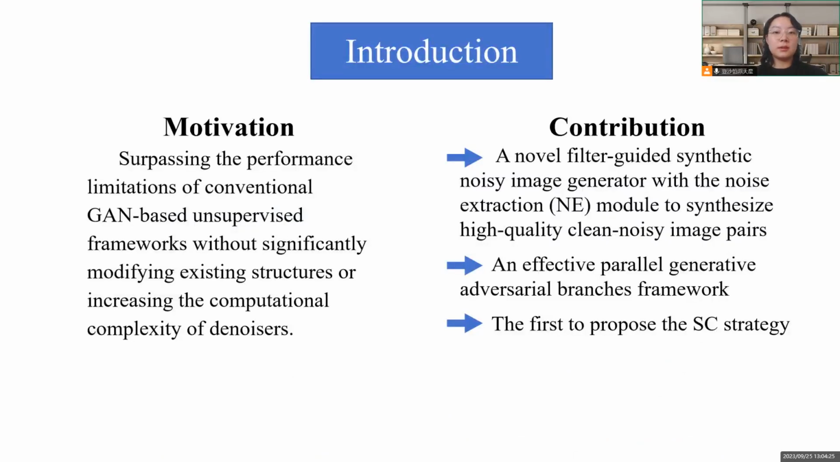Our contributions can be briefly concluded as three main points. Firstly, we designed a novel filter-guided synthetic noisy image generator with the NE module to synthesize noisy-clean image pairs. Secondly, we propose an effective parallel generative adversarial branches framework with unpaired synthesis constraints as our baseline. At last, we are the first to propose the SC strategy. It makes the GAN-based denoising system work much better without making it harder to use.